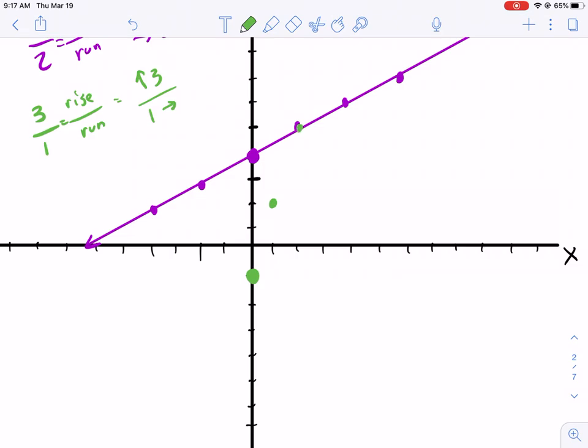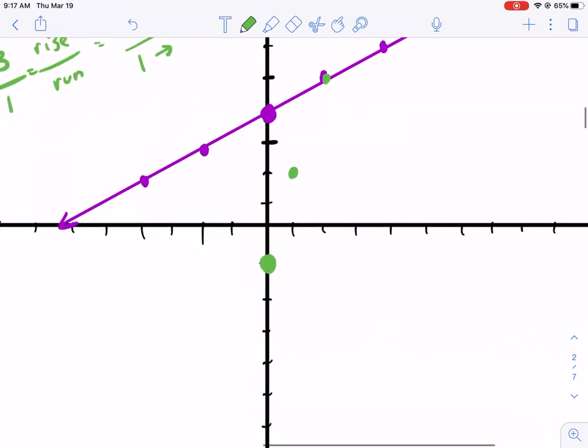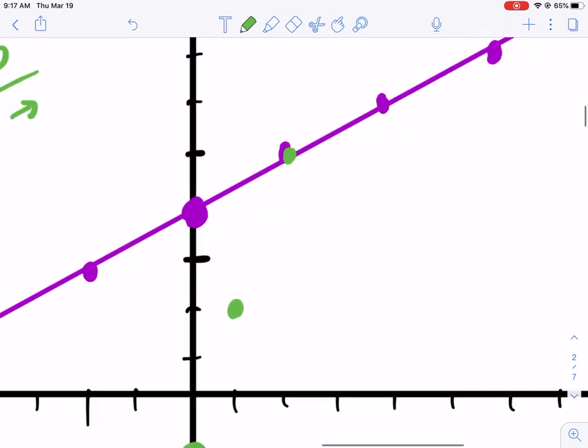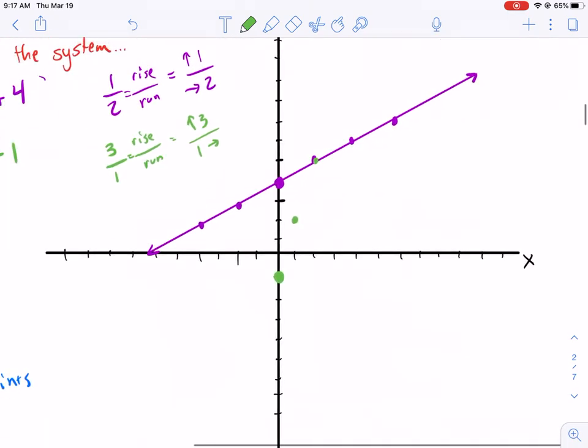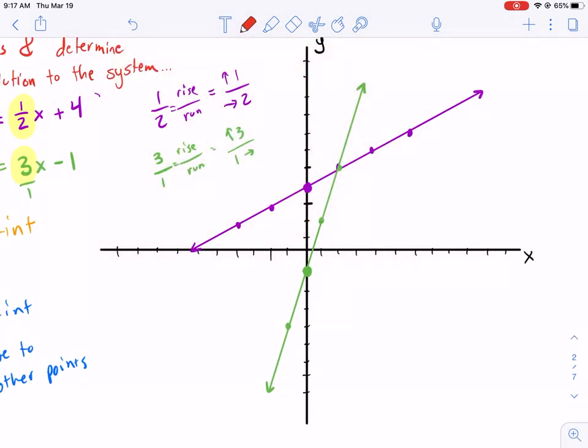I land on the same point, and that's why I like to plot multiple points. I could have only used 2, and then I might be guessing and not be as accurate, whereas if I know I land on the same point, I know that's a little bit more clear. Okay, again, I can go in reverse. Oops, go down 3 to the left 1. I'll connect my dot just to be thorough here, even though I know where the solution is. Okay, and my solution is here.